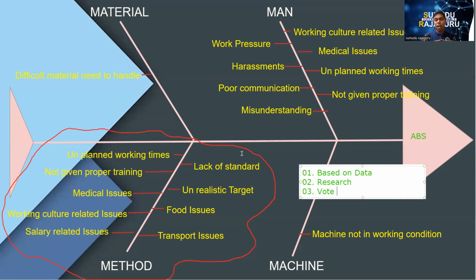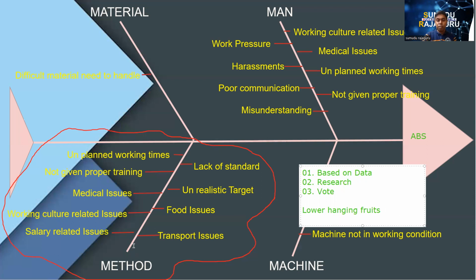If we can't follow these three mechanisms also, we can consider the low hanging fruits also. I think you have some idea about the low hanging fruits. Low hanging fruits mean the point which we can solve with minimum risk, minimum effort, minimum cost. That is called low hanging. So based on that also, we can select some prioritized cause in here.